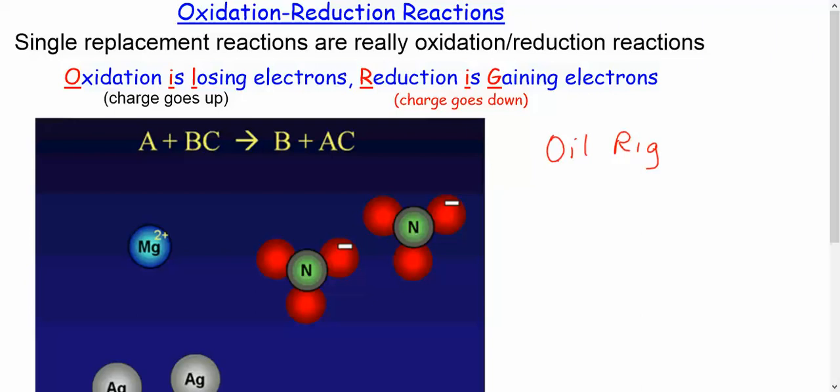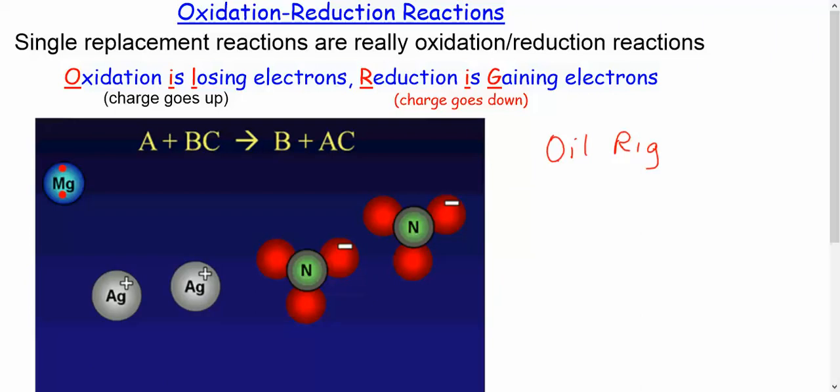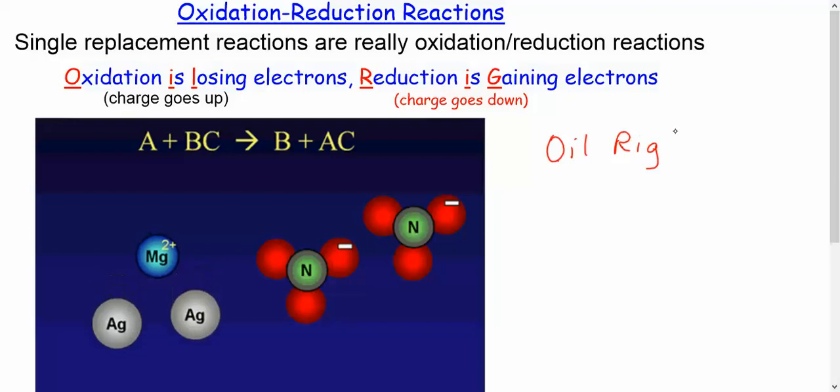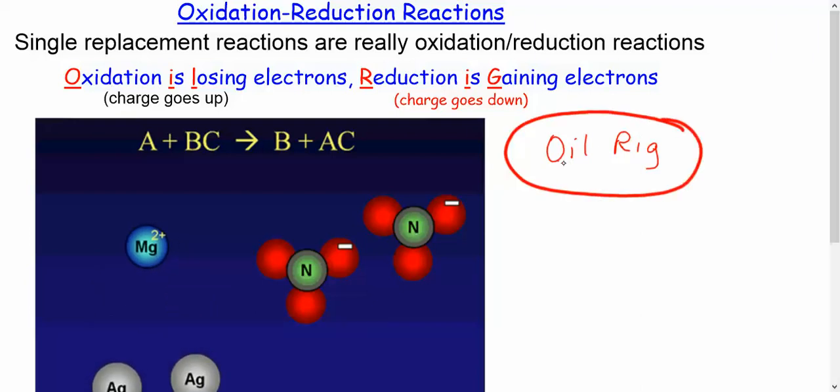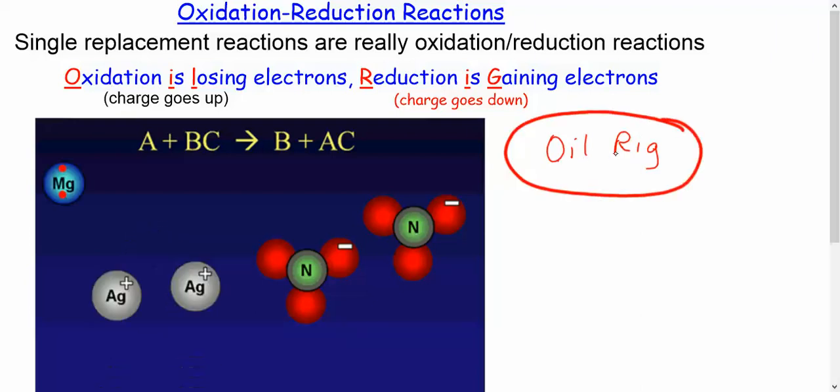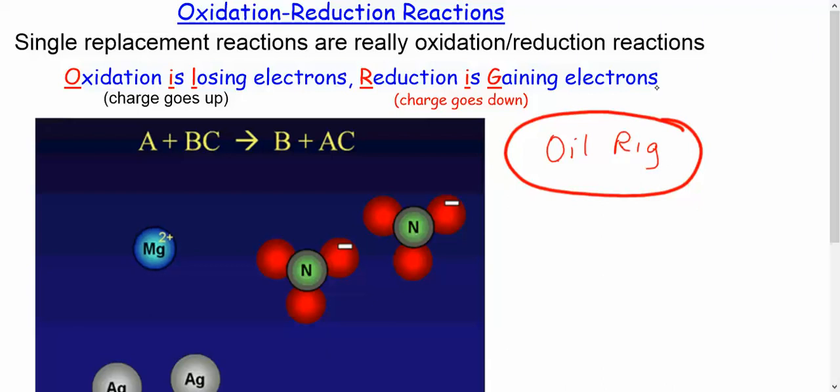Okay, oxidation reduction. Single replacement reactions are really oxidation reduction reactions. Oxidation is defined as losing electrons. Reduction is gaining electrons. A good way to remember that is just remember OIL RIG. Oxidation is losing, reduction is gaining. When something is oxidized, it loses negative charge, therefore the charge increases. When something is reduced, the charge goes down because it's gaining negative electrons.